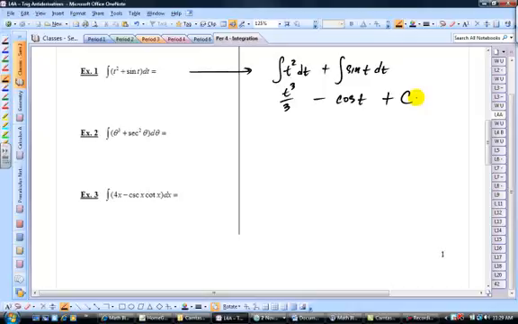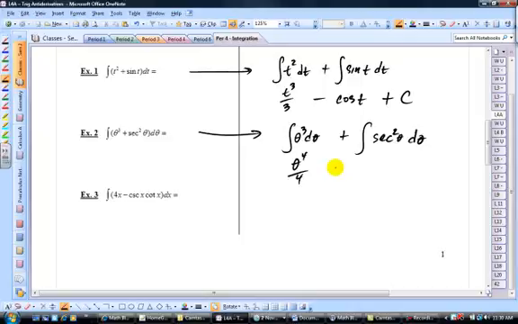Next one, the integral of theta cubed plus secant squared theta d theta. Again, the integral of a sum is a sum of integrals. So you want to integrate each one separately. So the integral of theta cubed d theta plus the integral of secant squared theta d theta. Okay, power rule first. The integral of theta cubed would be? Okay, theta to the 4th divided by 4.